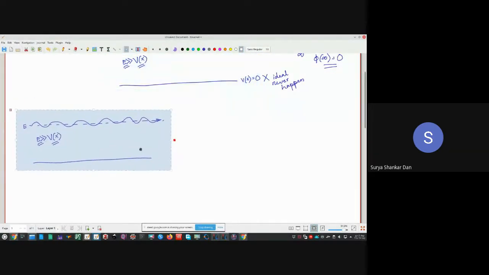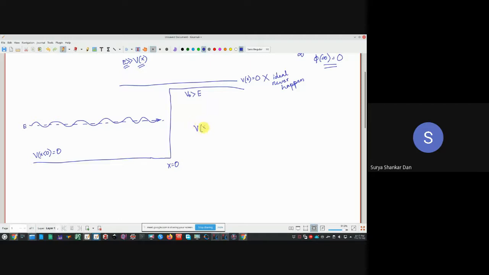The second application here. However, after some time, there is a potential barrier which is much larger. Suppose V0 is much larger than E. So in this case, we can say E is much larger than V over here, or let us say simply that V(x) for x less than 0 is 0. So this is x equal to 0. And over here, V(x) for x greater than 0 is equal to V naught, greater than E.